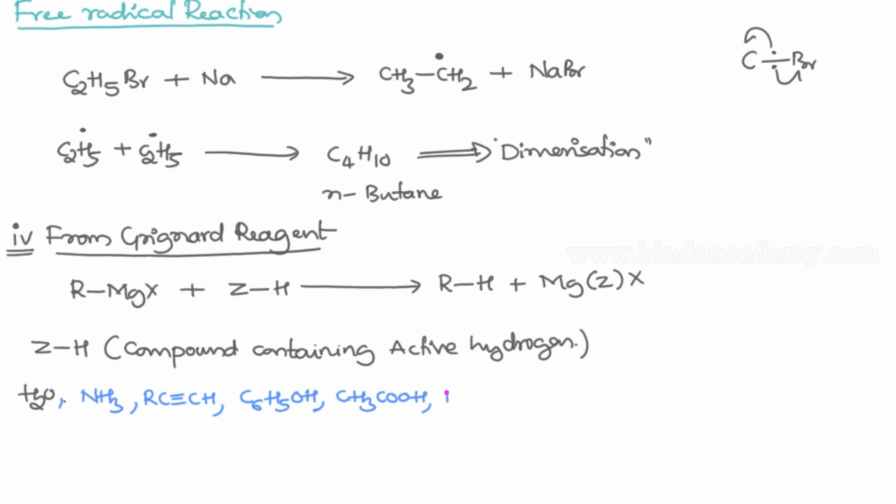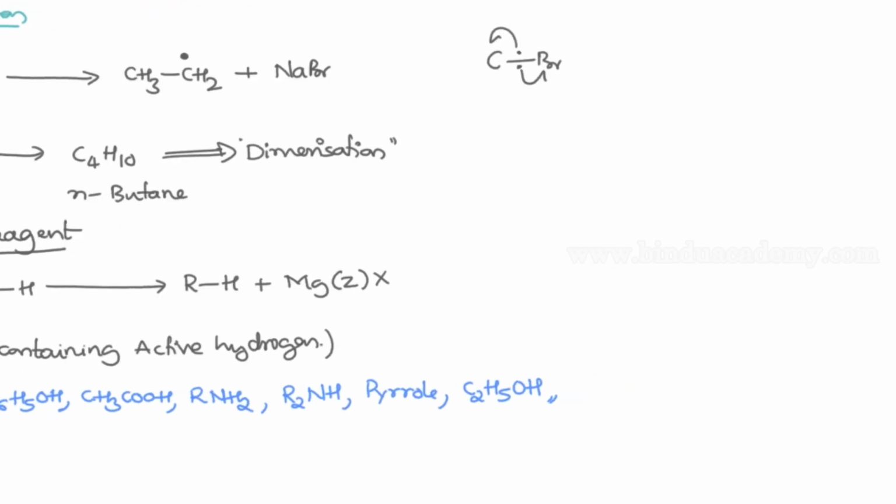Next we can write RNH2 or R2NH, or we can write here pyrrole, or lastly C2H5OH. Any H plus giving substances or compounds are called as active hydrogen containing compounds. Okay, this is all about the four methods we discussed here. In the second part also I am going to discuss the same thing. Let's see. Next method from Frankland, that is next reaction. This is the fifth reaction we are going to discuss.